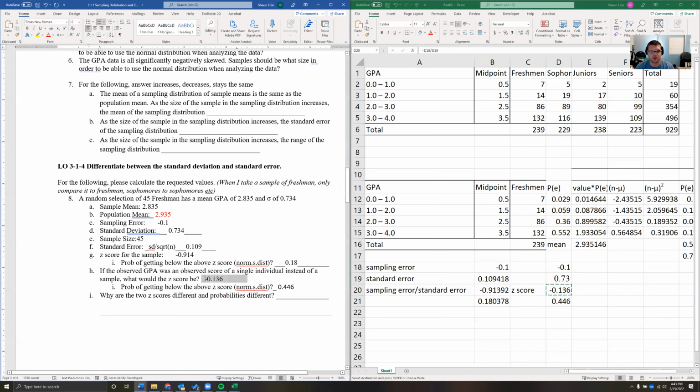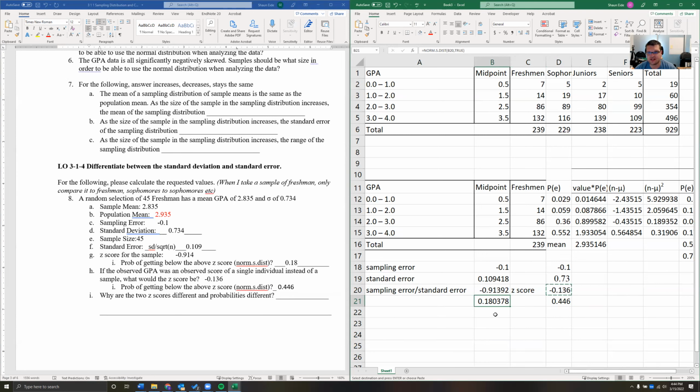this z-score. So this is the probability of getting below for an individual observation. This is the probability of getting a sample of 45 with a mean of 2.835 or lower. So the reason why the probability of getting a sample is less than for an individual observation is because getting one, there's almost a 50% chance of getting this. And so it's not significant at all. It's not unique. But getting 45 observations with that average is much more unique. And so that's why the probability of getting a 45 with an average of 2.835 is lower.